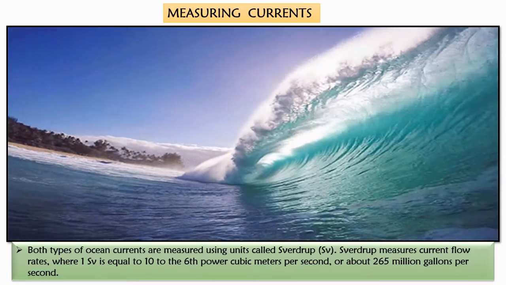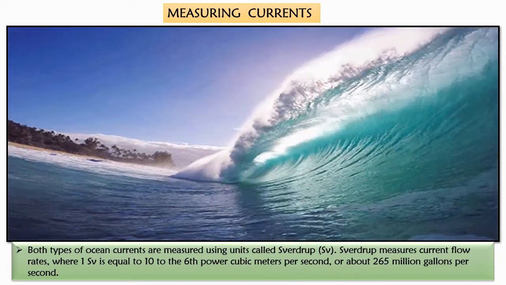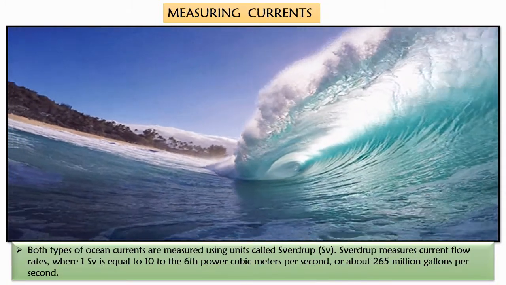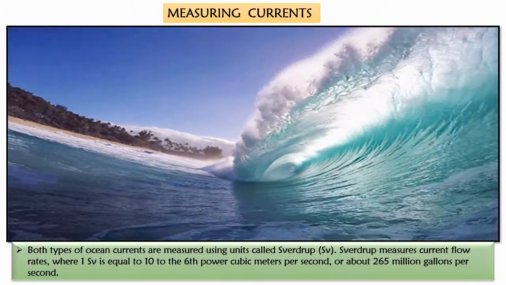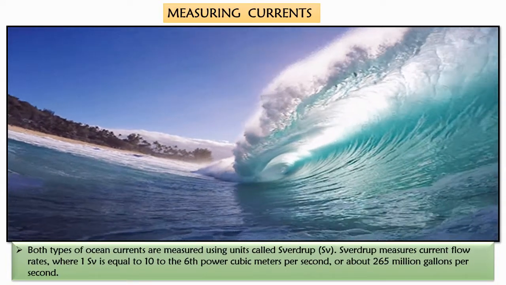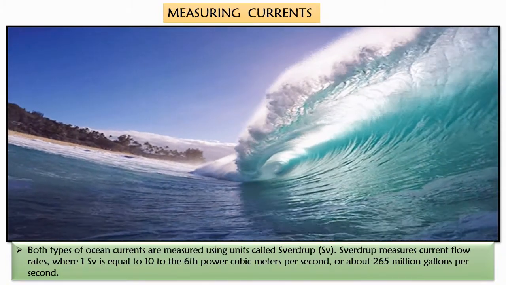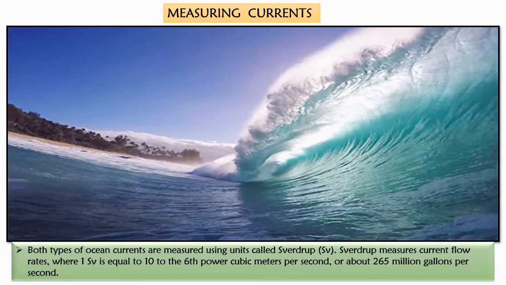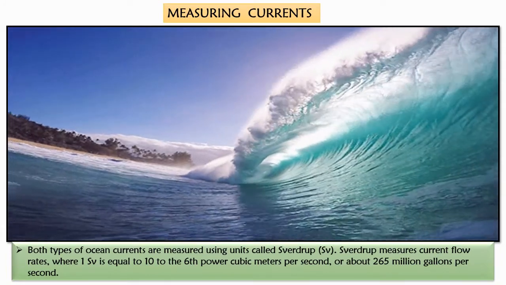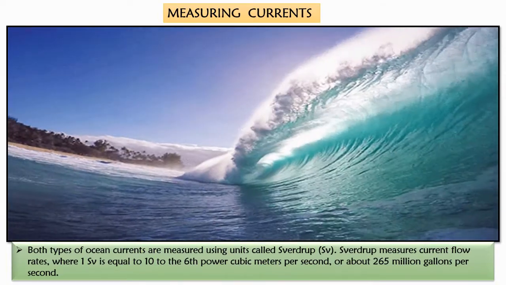Both types of ocean currents, that is the surface ocean currents and deep ocean currents, are measured using this unit called the Sverdrup. While the ocean currents themselves can have flow rates of hundreds or thousands of Sverdrup per second, the total Sverdrup flow for all the freshwater sources in the world is only equal to about 1 Sverdrup. That is a demonstration of the massive scale of ocean currents compared to the flow of rivers.